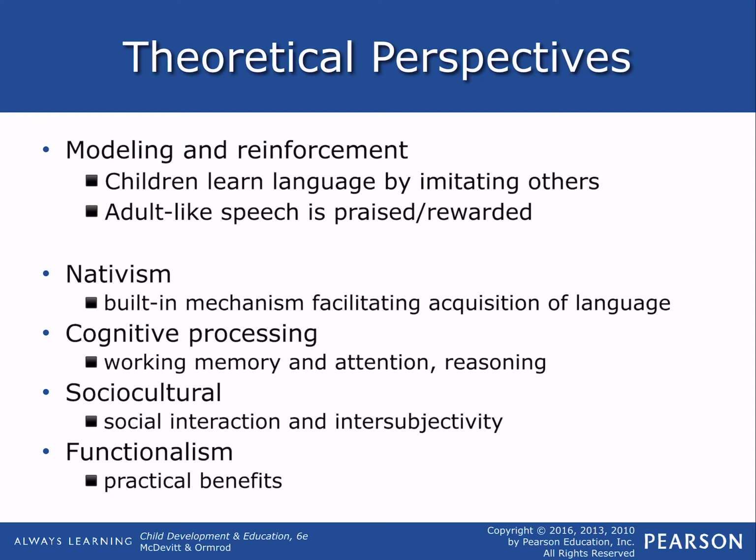Nativism is also true, by the way. It's a mixture of all of these things. These are just different theories. It's not like one theory is right and one theory is wrong. Again, these theories are explaining different aspects of a much more complex process. So there's that one piece called behavioral: mimicking, imitating, and reward. And then there's nativism, which is that we have a built-in capacity for developing language.